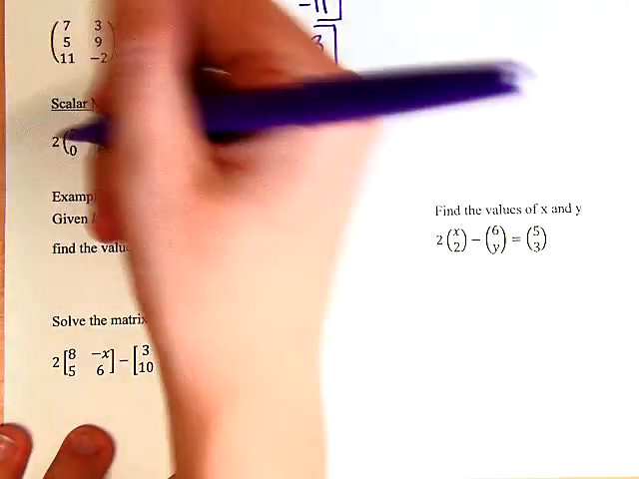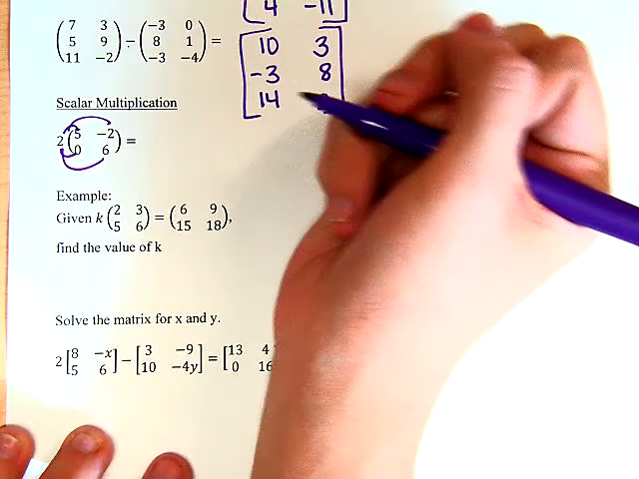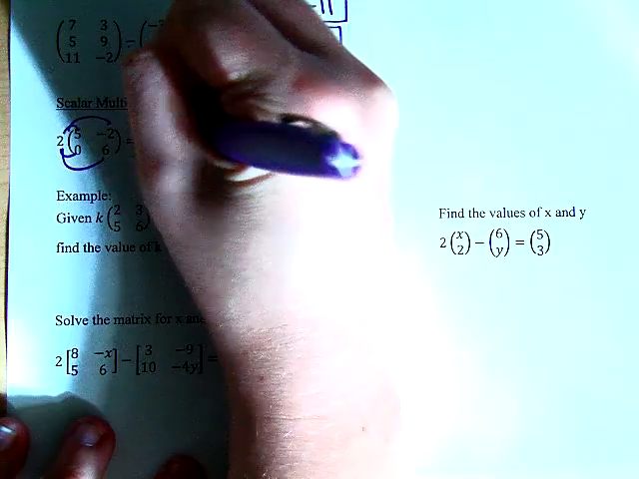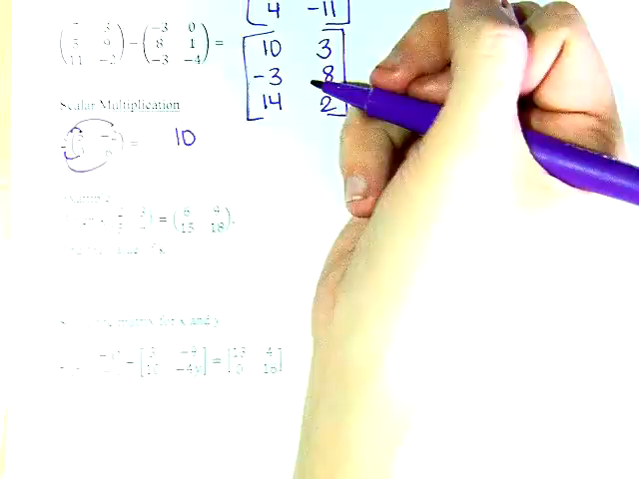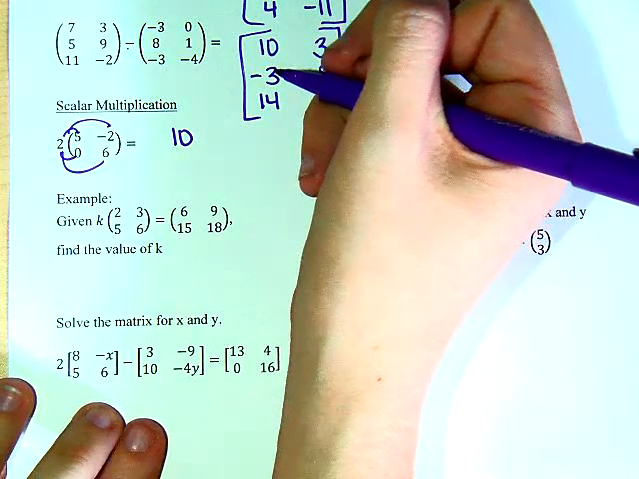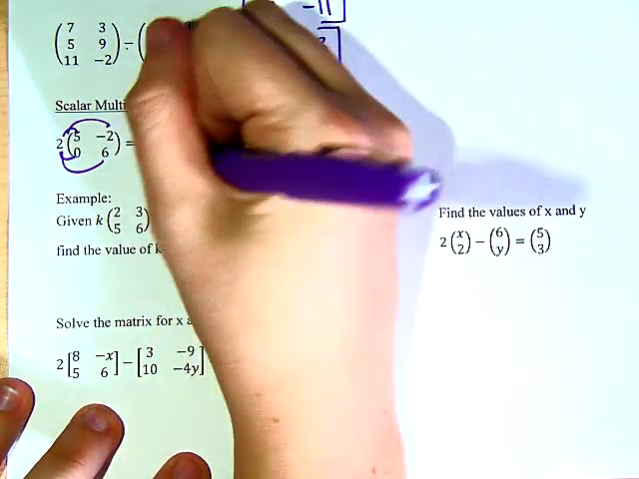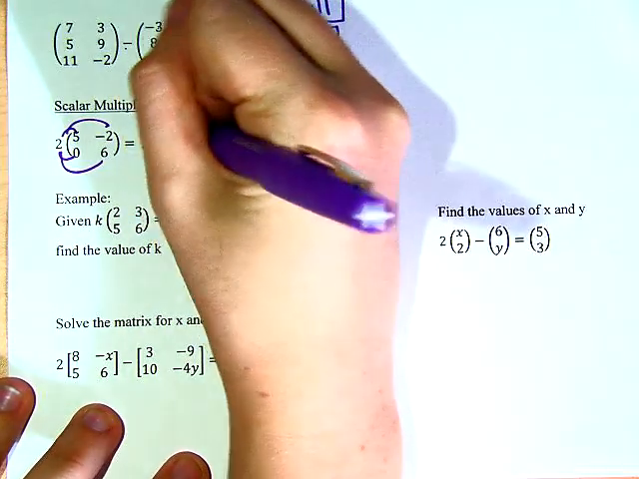Scalar multiplication, you're just kind of distributing to everything in there. So it's like 2 times 5 gives me 10. 2 times -2 gives me -4. 2 times 0 and 2 times 6.